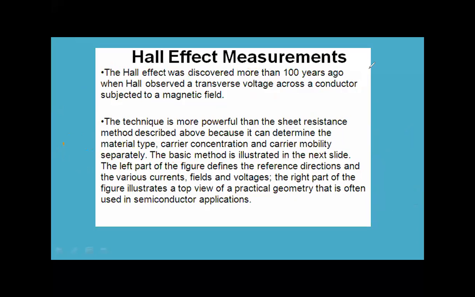Can anyone repeat at least a few points here? Shailaja, can you repeat what we are doing here? We are doing the Hall experiment. We have this lab also. Tell me one point.